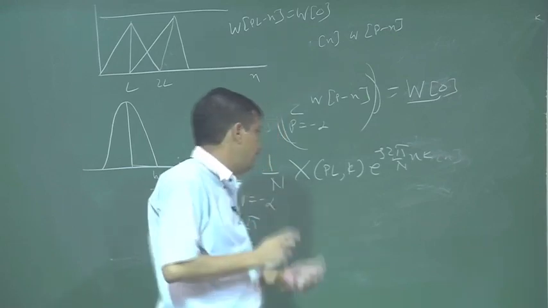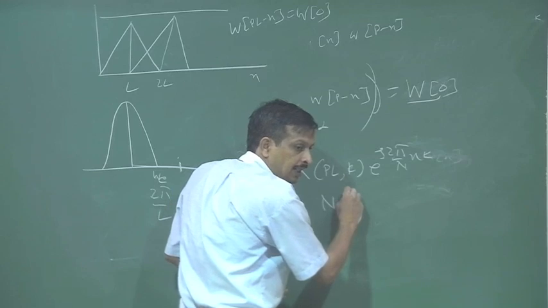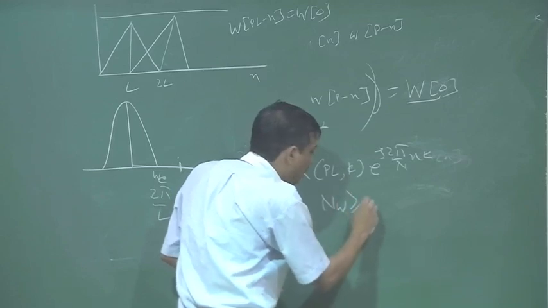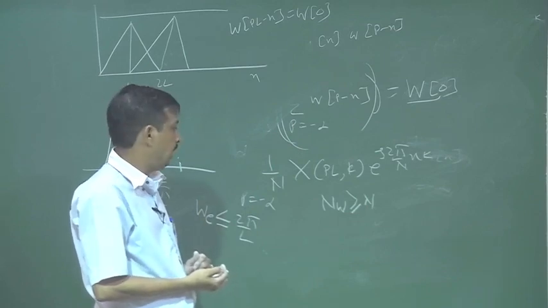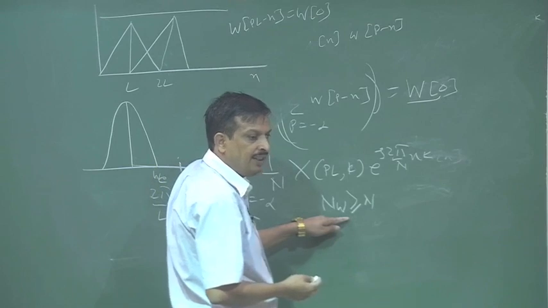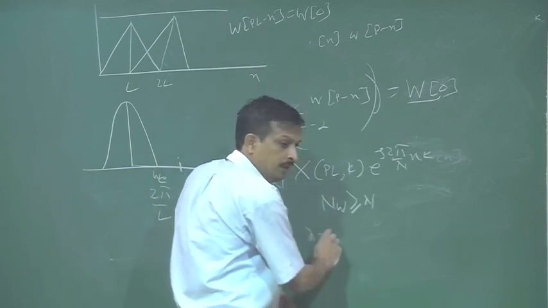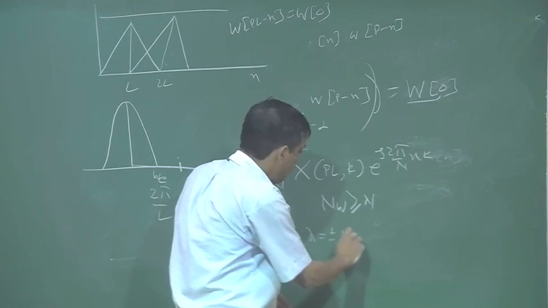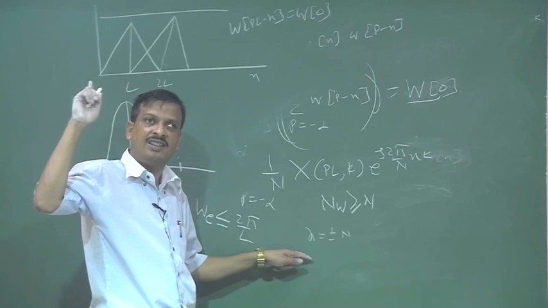So FBS method, what I said, NW must be greater than or equal to at least n. Sorry, greater than or equal to n. In that case there is a special constant that n must be plus minus n, because that relaxation is also possible.